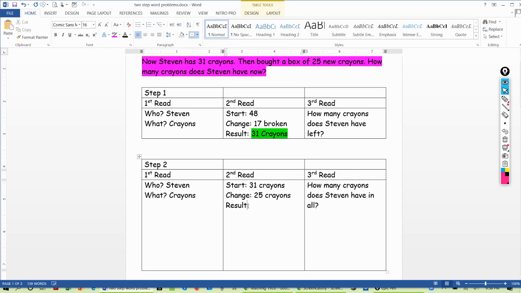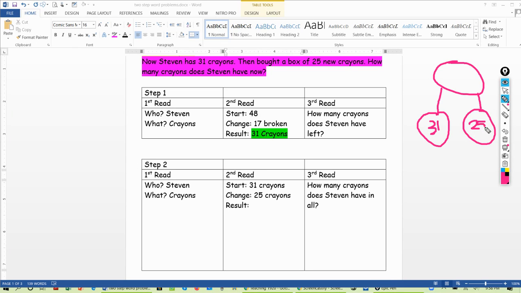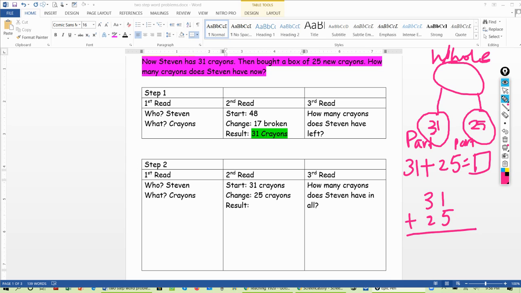So let's go ahead and do this problem. Now you have to do the math mountain. He has 31 and then 25. So how would you find the equation here? 31 plus 25 equals, because these two are part, whole, right? The math mountain shows you the part-whole. Okay. Now you're going to add: 31 plus 25 is what?